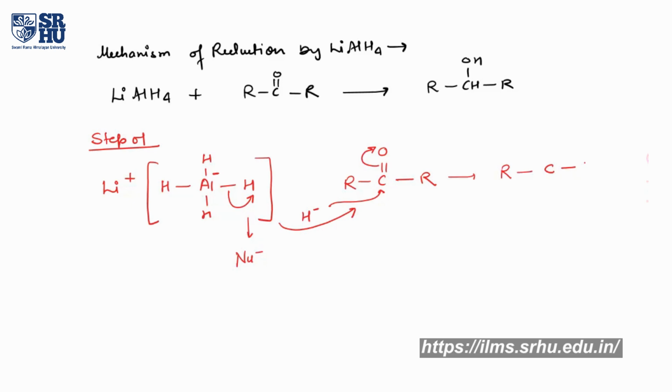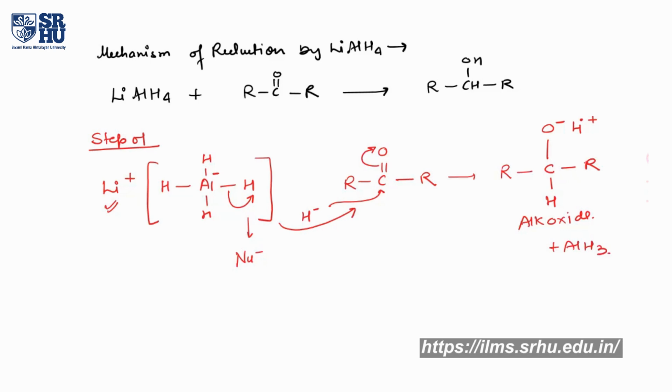Okay, so this is RCOR. The hydride ion gets attached over here. Oxygen, because it is having the pi electrons, gets negative charge, and the lithium over here gets attached to this oxide ion as a counter ion. So now here you get an alkoxide ion. And the rest of the part is AlH3.